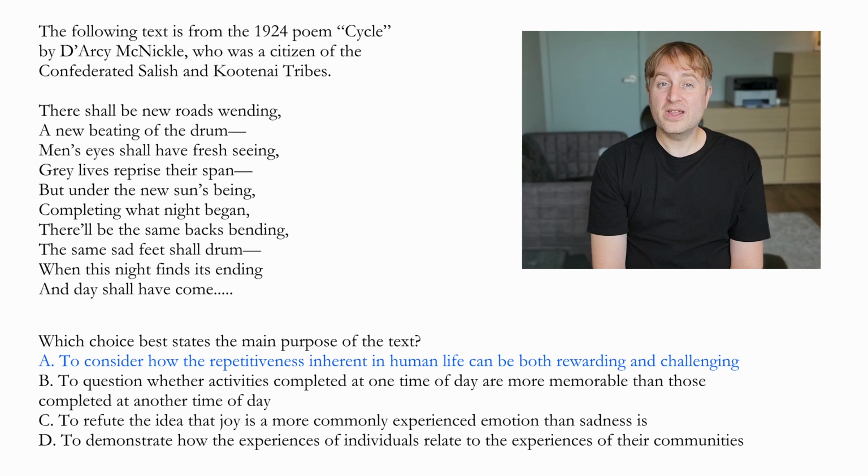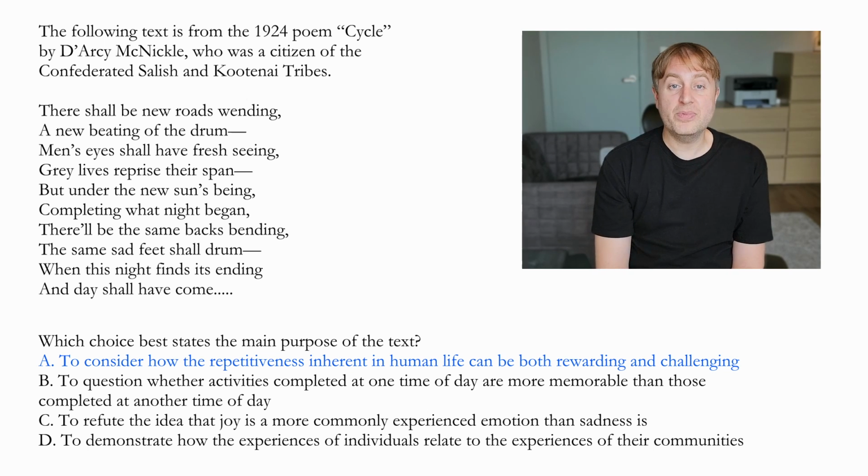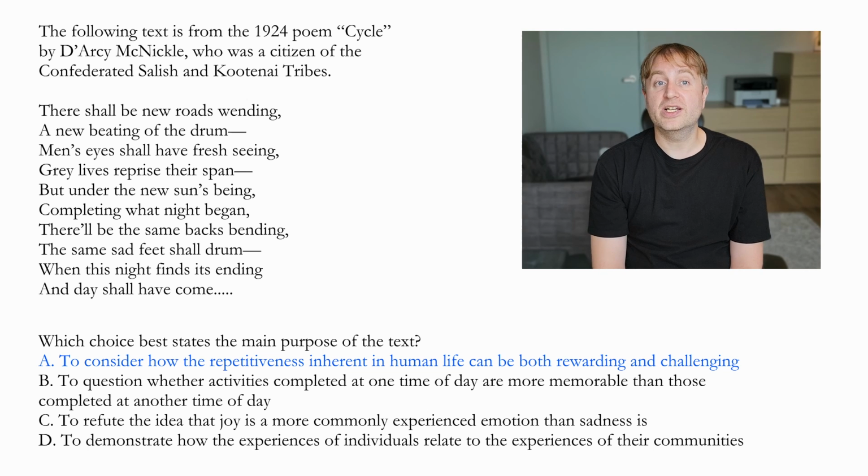Now here's an answer that looks pretty good. It talks about repetitiveness in life, which fits with our idea of the cycle. And it also talks about how that repetitiveness or cycle can be both rewarding and challenging, which matches our prediction that the cycle includes both positive and negative aspects.